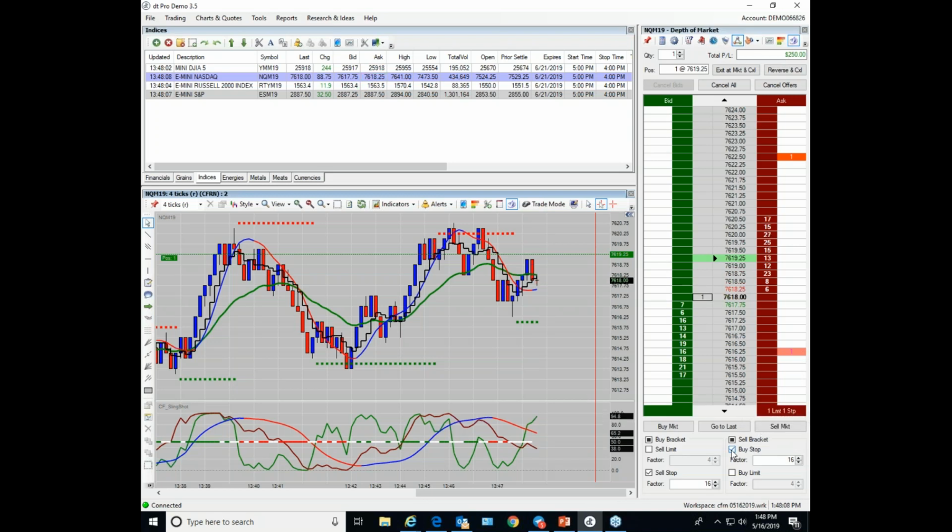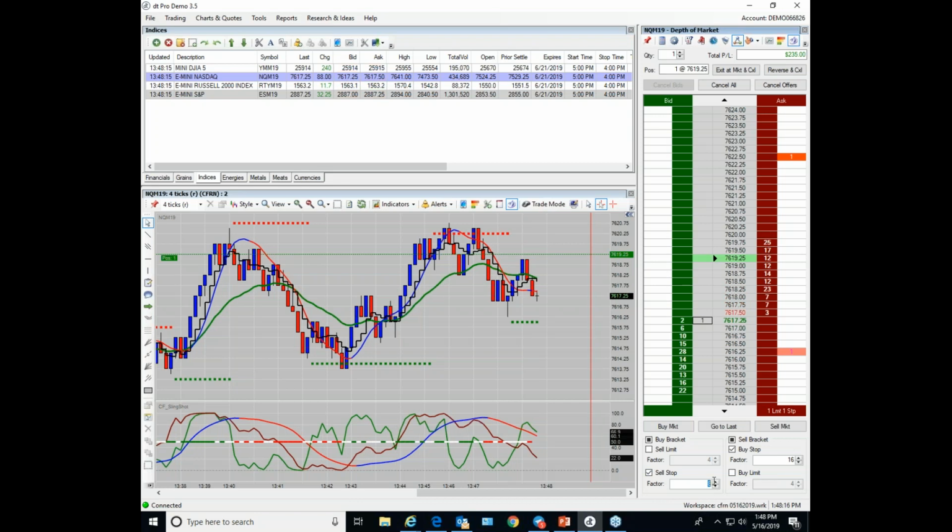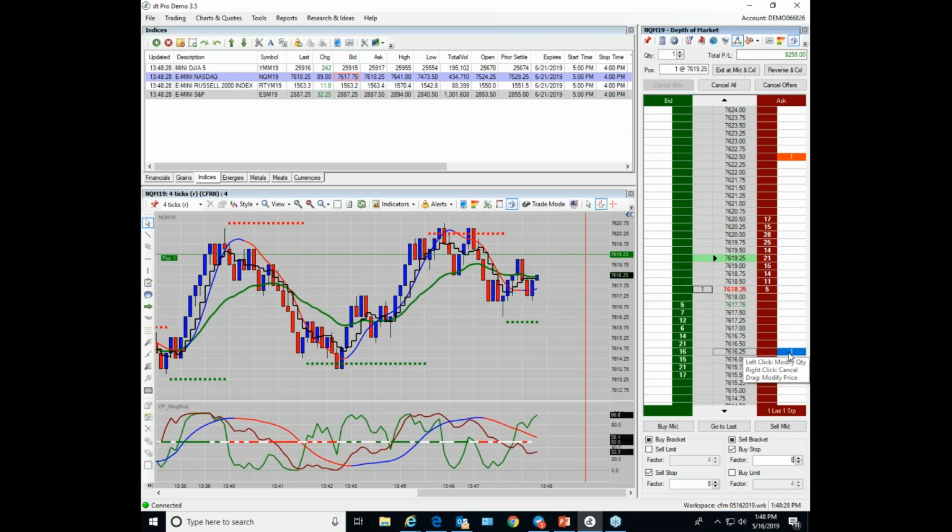If you click buy stop and sell stop and put the factor at 8, I just happen to be on 16 just to give us some room, but 8. What it's going to do is as soon as you get into the market, it's going to put the stop loss into place. Okay, that's what's happening. So you don't have to push another button.